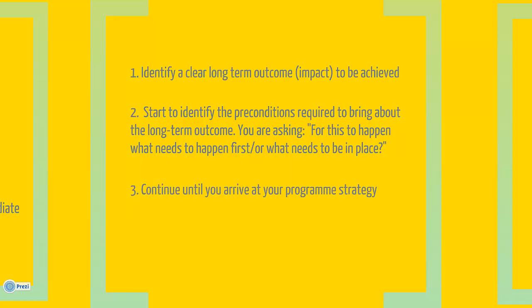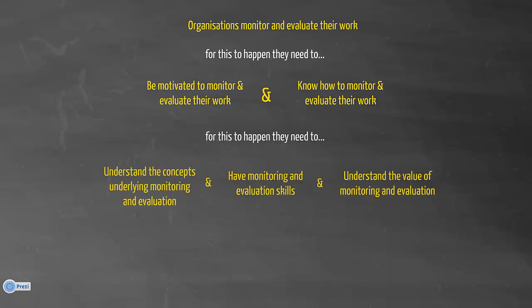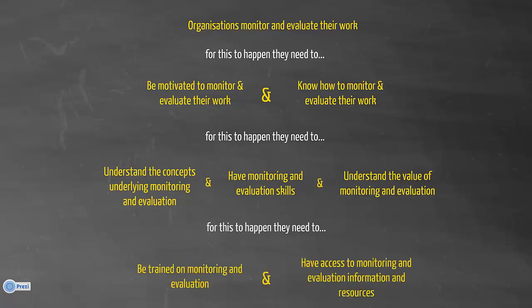For example, we hope that organizations will monitor and evaluate their work. For this to happen, they need to be motivated to monitor and evaluate their work and know how to monitor and evaluate their work. For this to happen, they need to understand the concepts underlying monitoring and evaluation, have monitoring and evaluation skills, and understand the value of monitoring and evaluation. For this to happen, they need to be trained on monitoring and evaluation and have access to monitoring and evaluation information and resources.